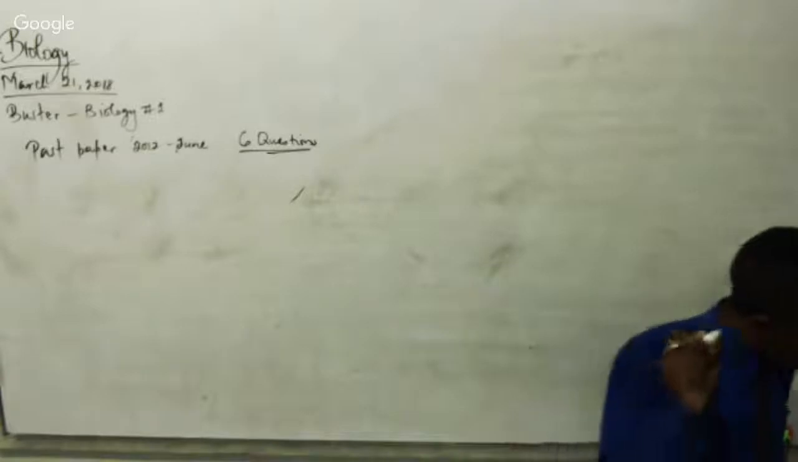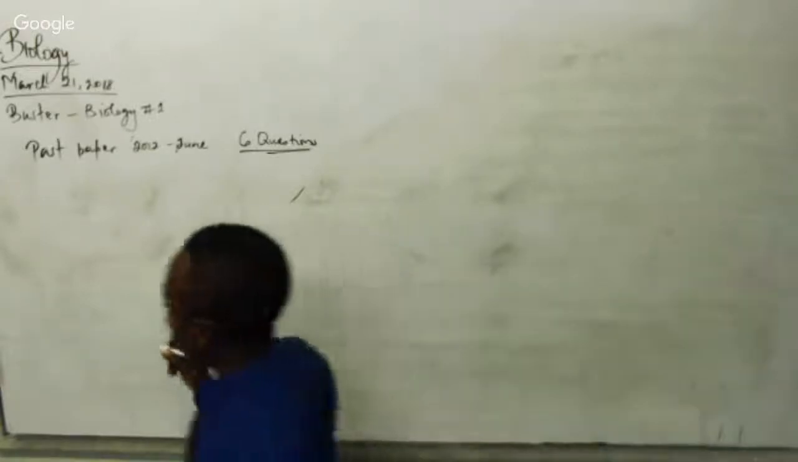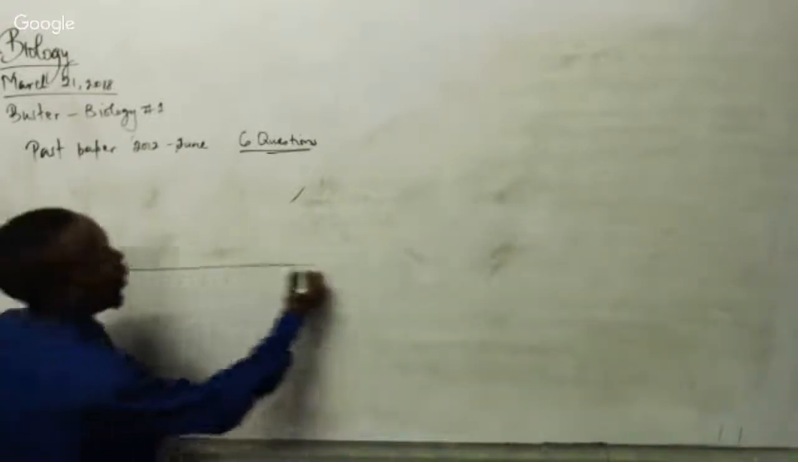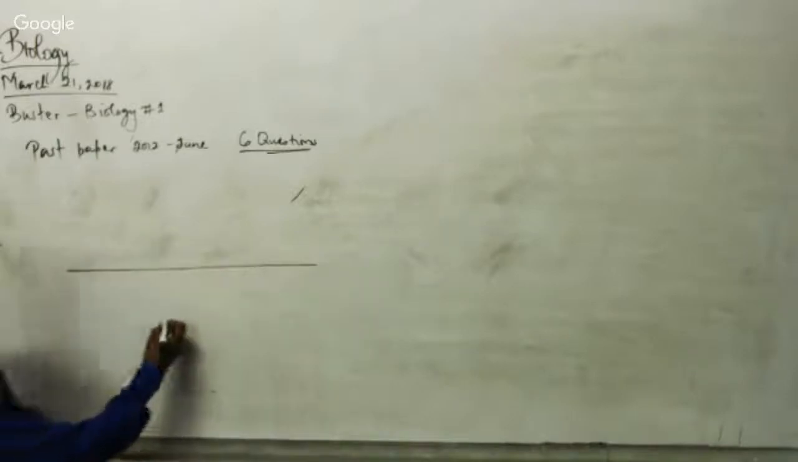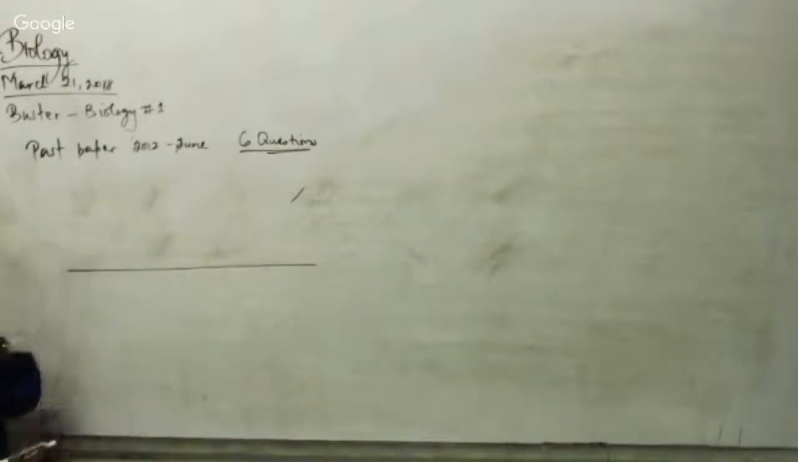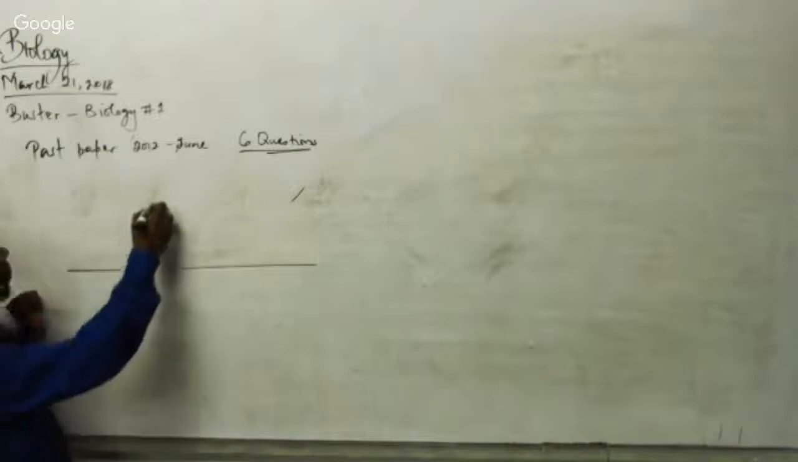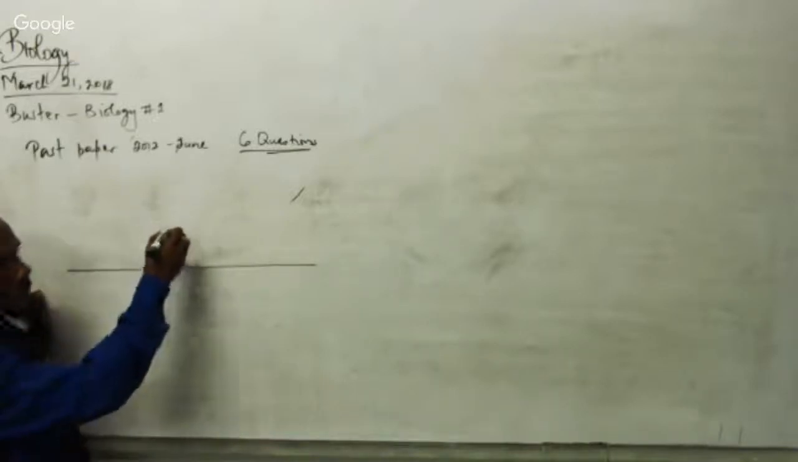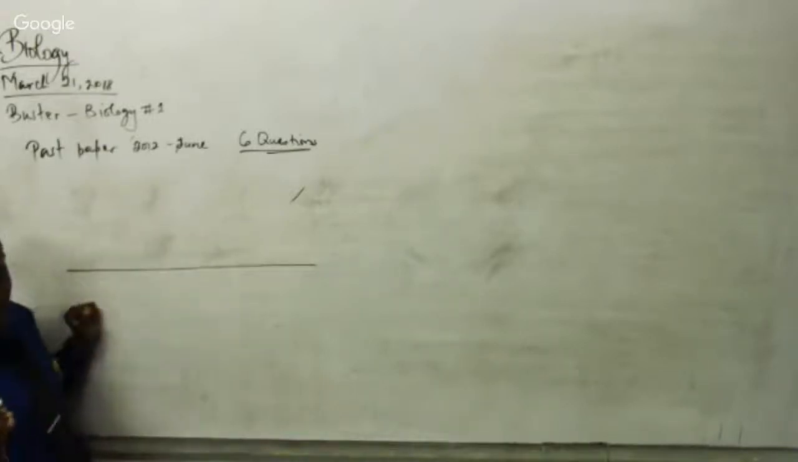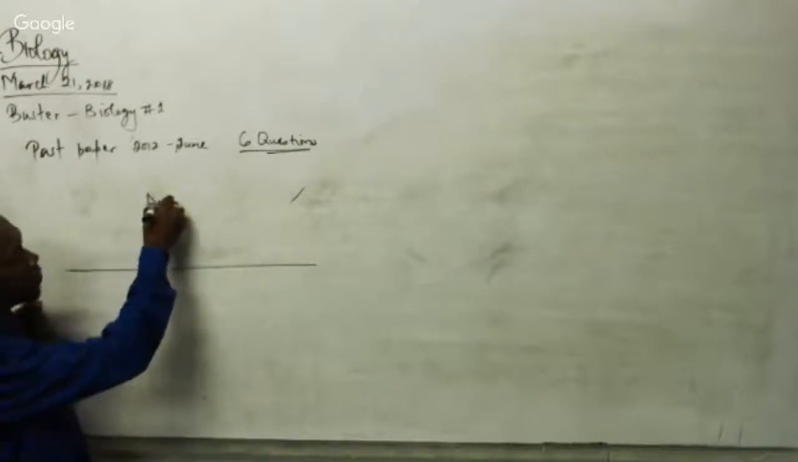Describe the life cycle of a named insect vector. Good. So we have water down here. You have to draw, not to describe. You have to draw the mosquito. You just write adult.